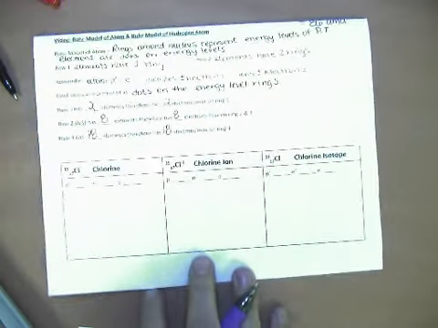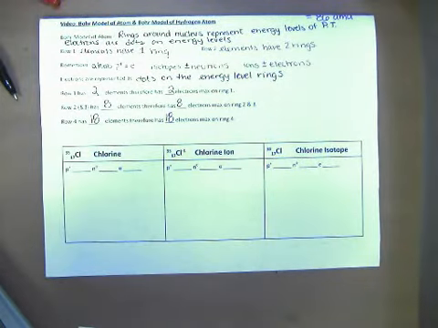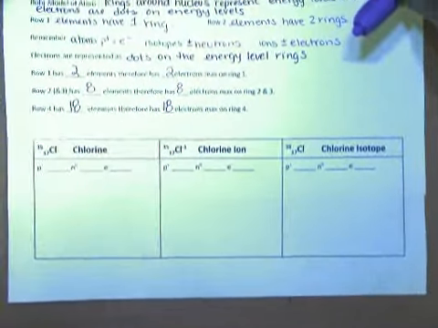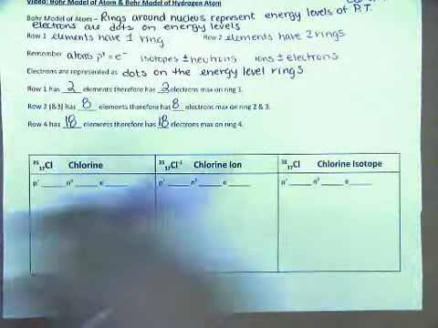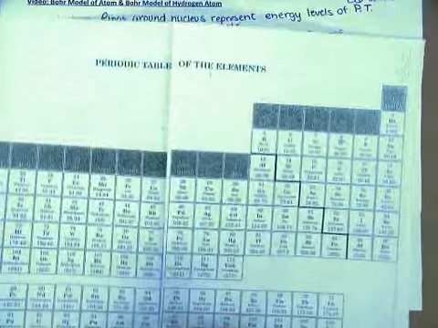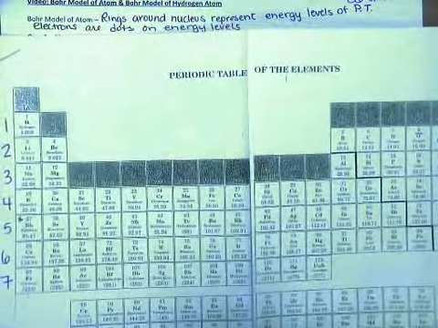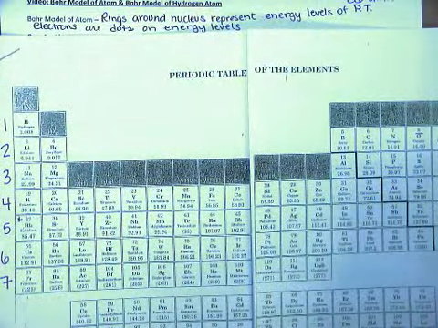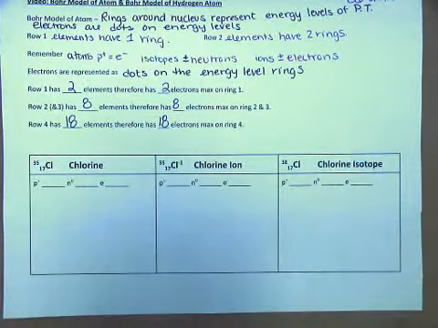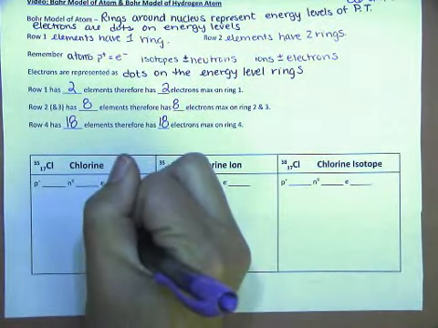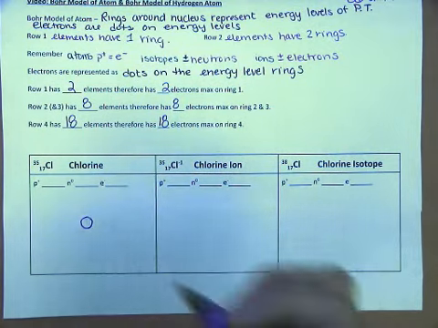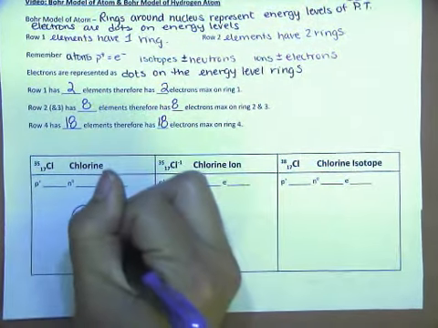Let's go through some examples. We're going to look at chlorine. Chlorine on our periodic table, located here, is in my 3rd energy level. 3 straight across to chlorine. That means that chlorine is going to have 3 rings. I make my nucleus. I'm going to make my nucleus an open dot because I want to add a couple of things of information to it. And I have 3 rings.